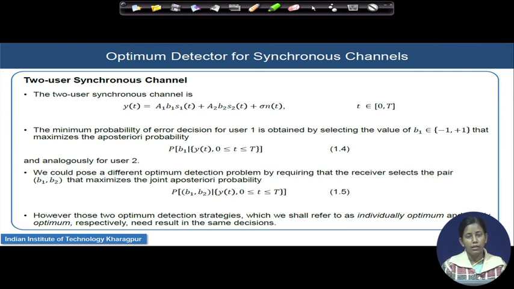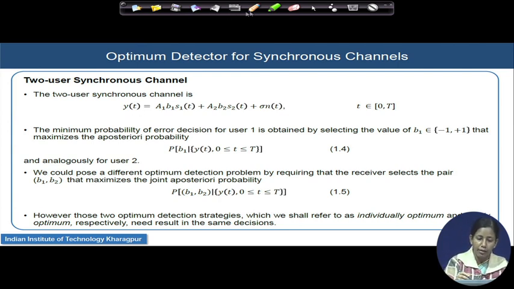Now, we will slowly enter into the design of the optimal detector, or understand the optimal detector performance and its architecture. We will take an example of a two-user synchronous channel. So, in the channel we have only two users, and the transmission is synchronous. So, they are time synchronized, and so the output of the channel, equivalently the input of the receiver, should be given like this.